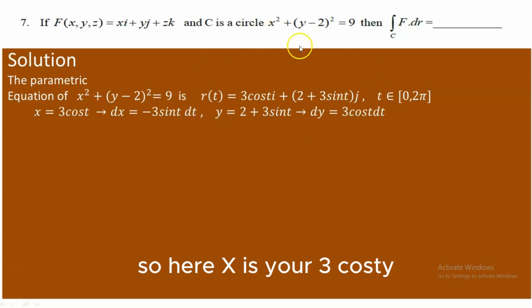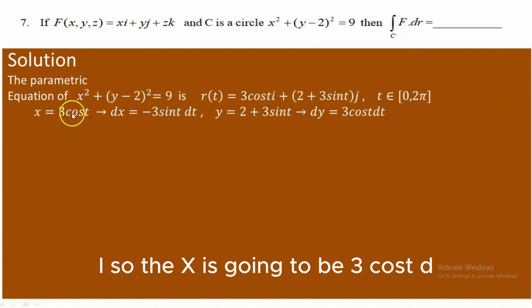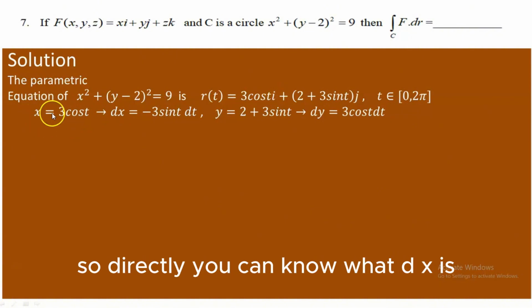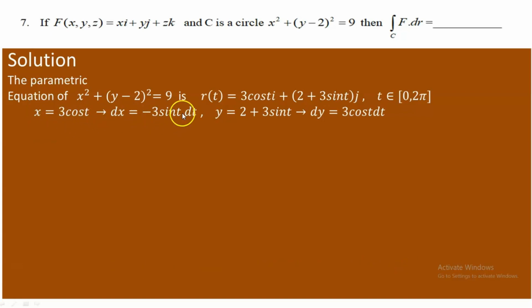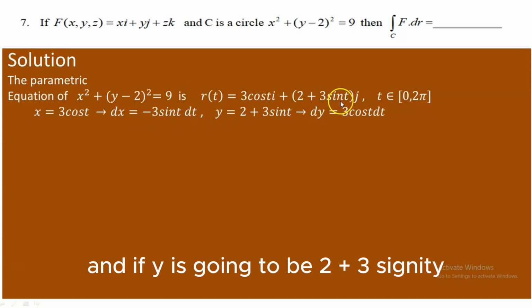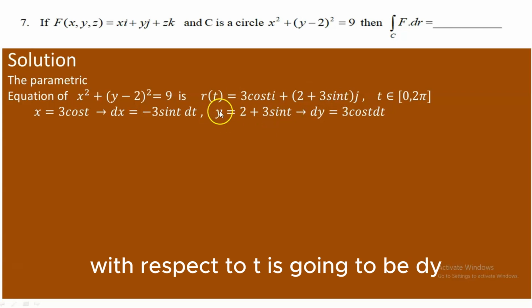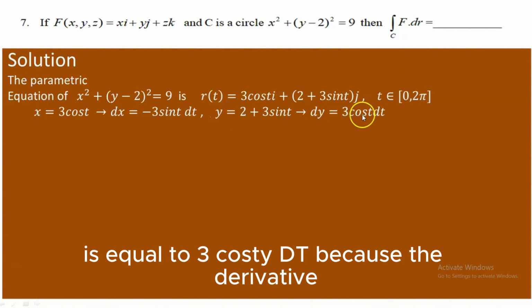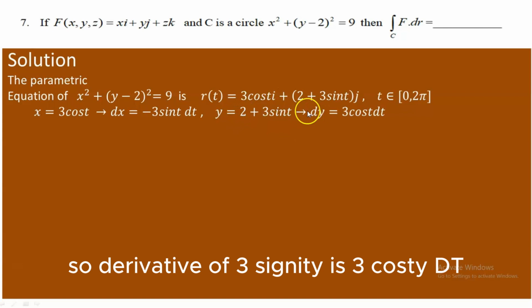Here x is 3 cos t, because the x component of your parametric equation is 3 cos t i. So directly you can find dx: the change in x is minus 3 sin t dt. And y is 2 plus 3 sin t, and the derivative of y with respect to t gives dy equal to 3 cos t dt, because the 2 is a constant and its derivative is 0. So the derivative of 3 sin t is 3 cos t dt.